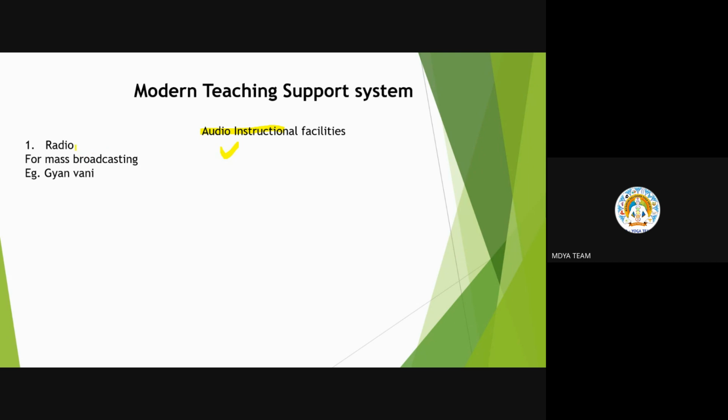Suppose on radio there is a program going on the topic of climate change. We all know that radio is for mass broadcasting, meaning when we want to deliver certain things to a large number of people, radio can be used. And the example of this is Gyanvani.